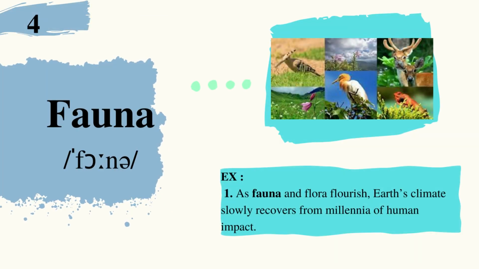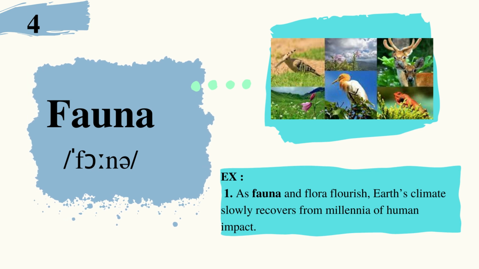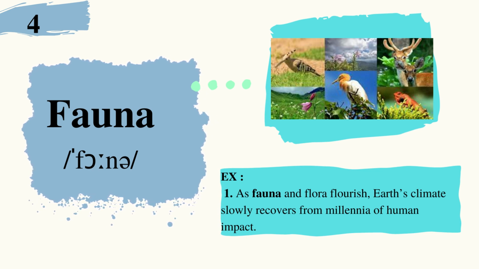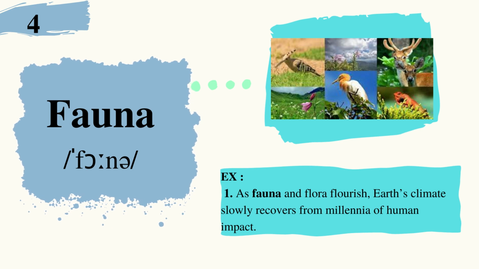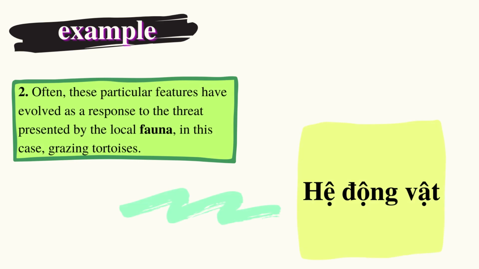4. Fauna. Example. As fauna and flora flourish, Earth's climate slowly recovers from millennia of human impact. Often, these particular features have evolved as a response to the threat presented by the local fauna. In this case, grazing tortoises.